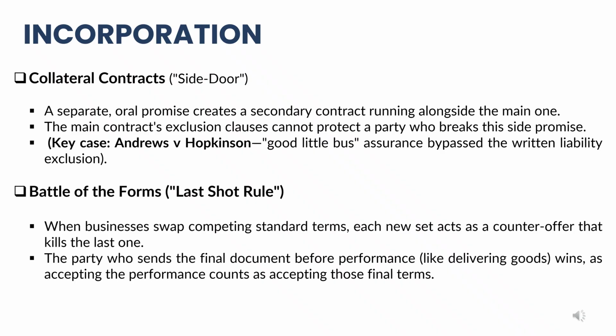For example, if goods are delivered and accepted without objection, the receiving party may be treated as having accepted the final set of contractual terms. The battle of the forms highlights the practical difficulties businesses face when competing contractual terms, including exclusion clauses, conflict with one another during commercial negotiations.